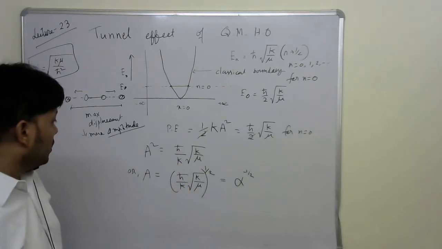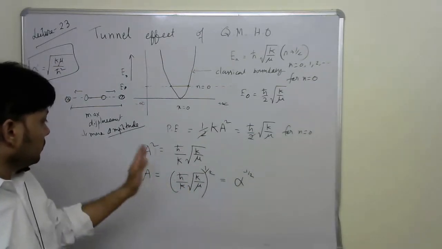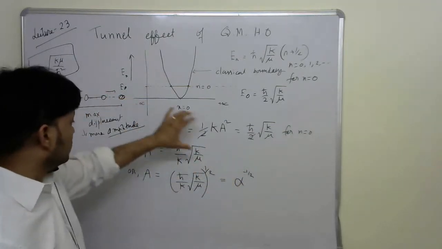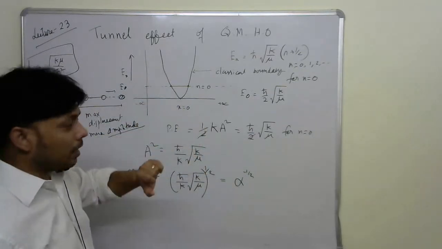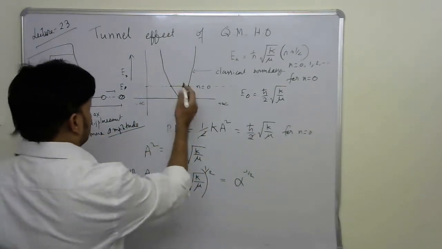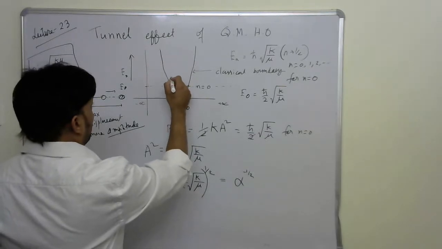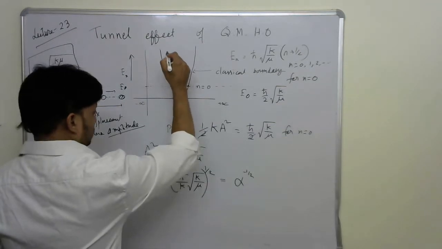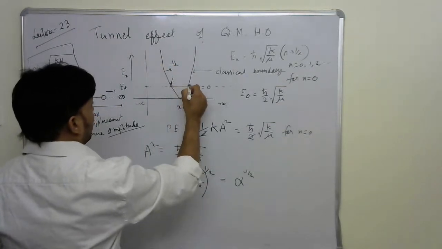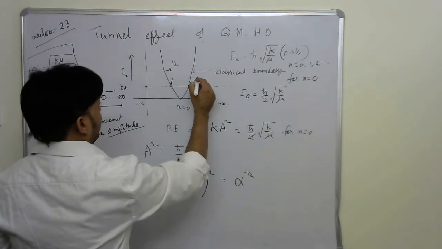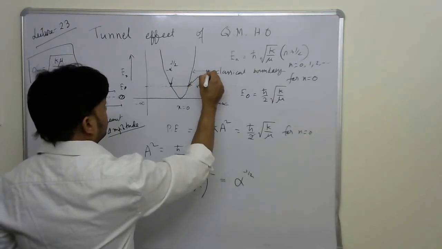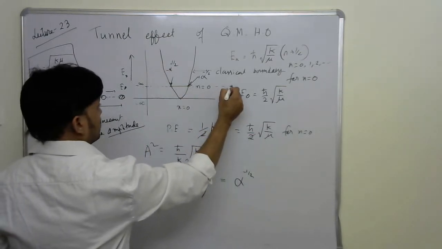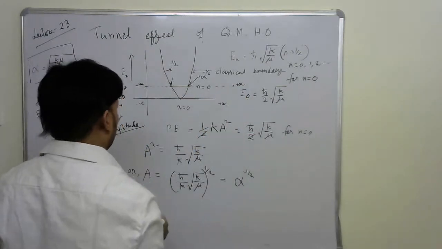This way the amplitude is defined as alpha to the power minus half. So what we can define here as this point, the value is minus alpha to the power minus half, and at this point the value of the amplitude is positive alpha to the power minus half, and this is minus infinity, and towards this side we have plus infinity.